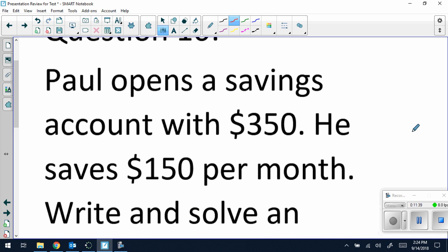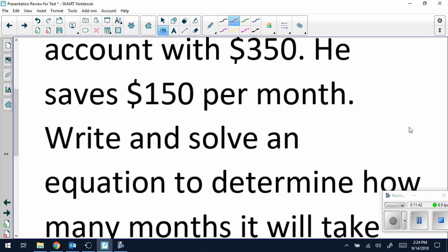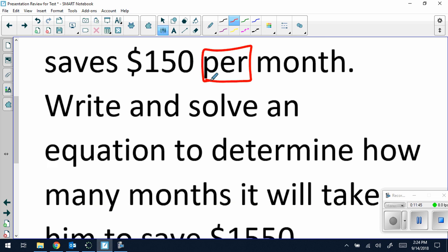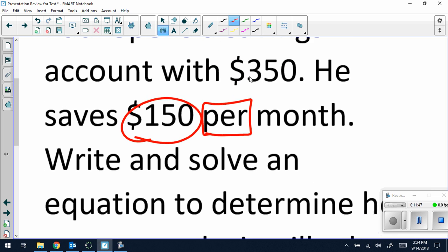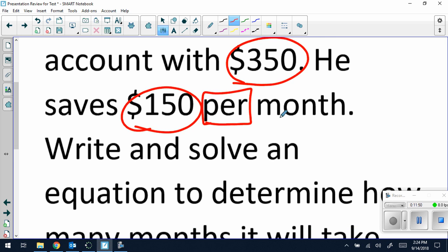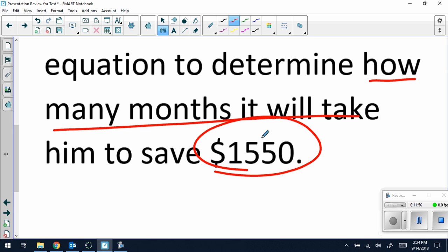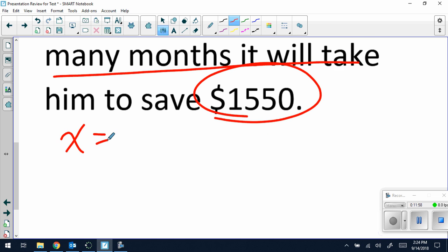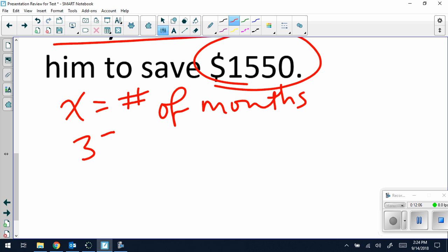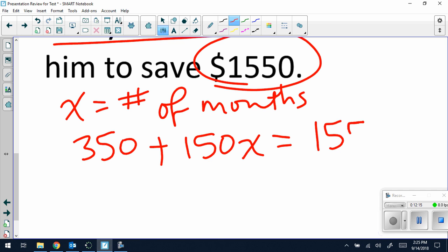Okay, question 10. Paul opens a savings account with $350. He saves $150 per month. This is one of those pers. So I'm going to end up doing some multiplication there. Write and solve an equation to determine how many months it'll take to save $1,550. So our unknown is number of months. To write our equation, he does the 350. He only does that once. Plus he does 150 per month. And we want to know how long until that equals 1,550.